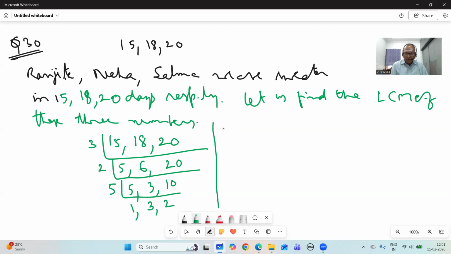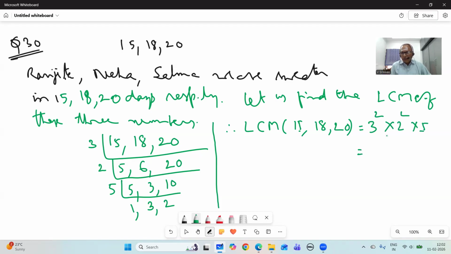Therefore, the division is over. Therefore, LCM of 15, 18, 20 is equal to the product of all these. That is 3 into 2 into 5 into 3 into 2. That is 3 square into 2 square into 5. Okay. This is 9 into 4 into 5. 4 into 5 is 20, into 9 is 180. Right?